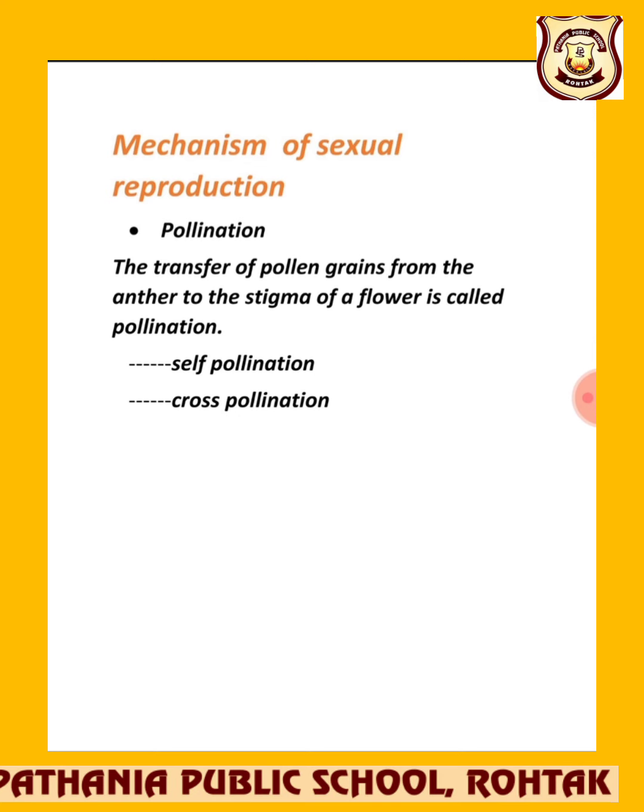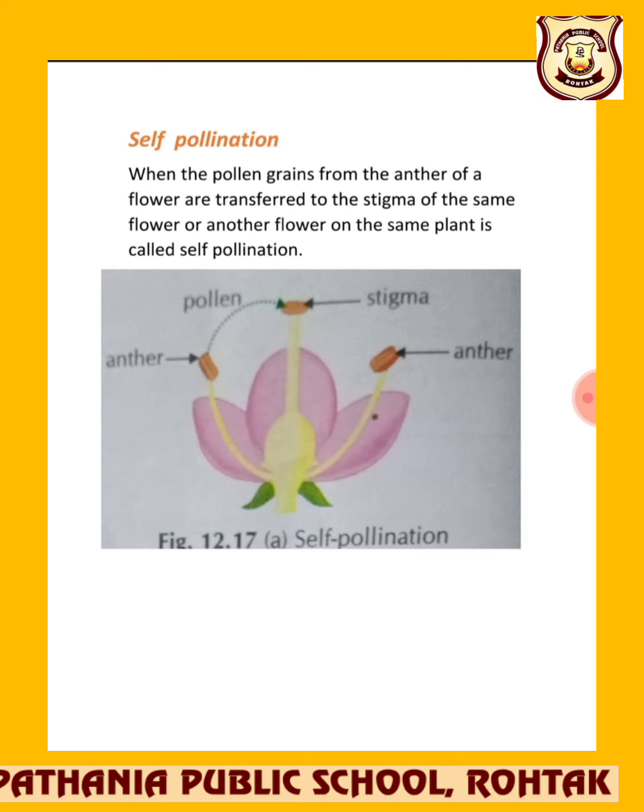Now, the mechanism of sexual reproduction. Pollination. The transfer of pollen grains from the anther to the stigma of a flower is called pollination. There are two types of pollination, self-pollination and cross-pollination. We will discuss them one by one, beta.